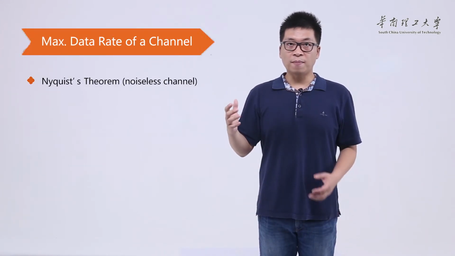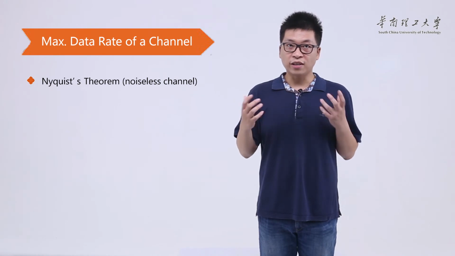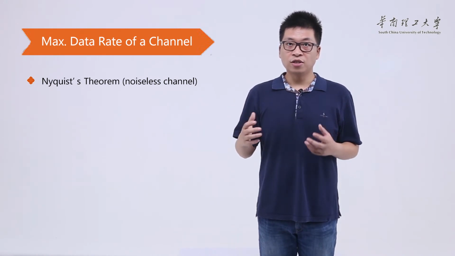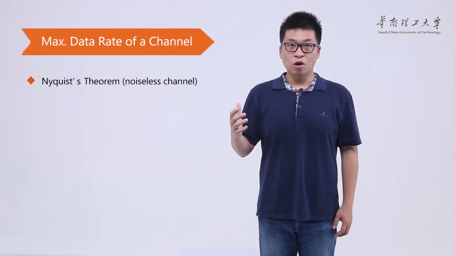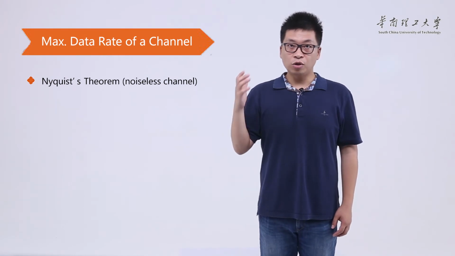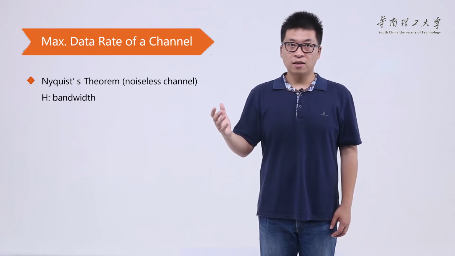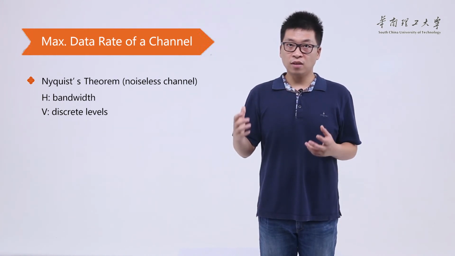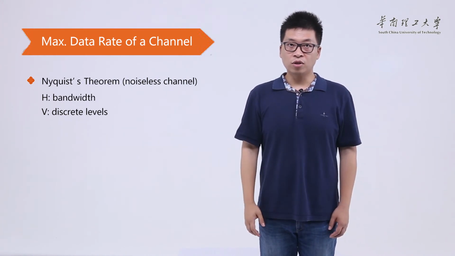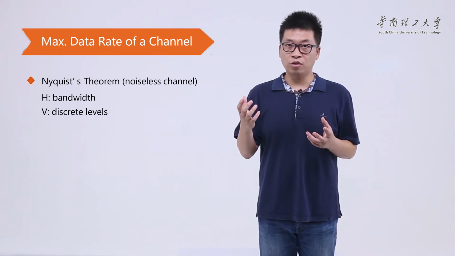Nyquist theorem is about the maximum data rate for a given noiseless channel. The theorem defines maximum data rate as 2h log 2 v bits per second, in which h is the bandwidth, v is the discrete levels. Another theorem is Shannon's theorem, which considers noise on the communication channel.